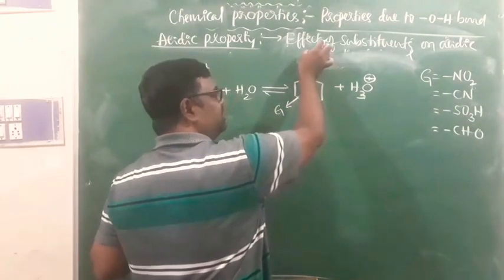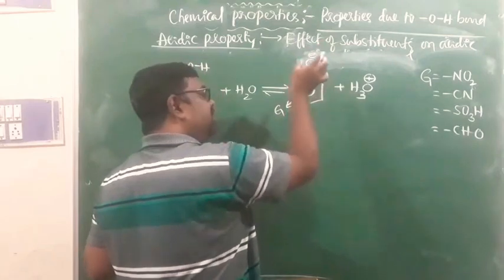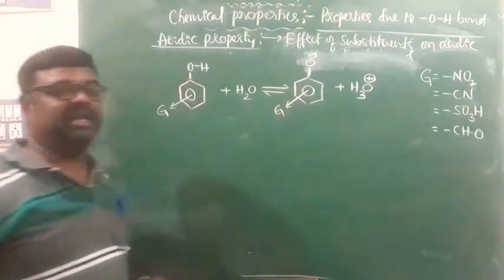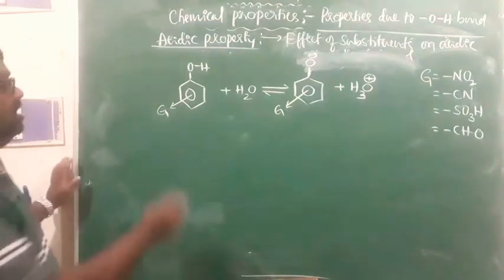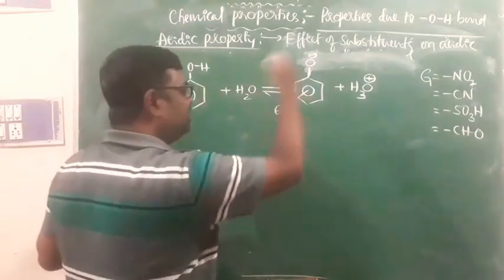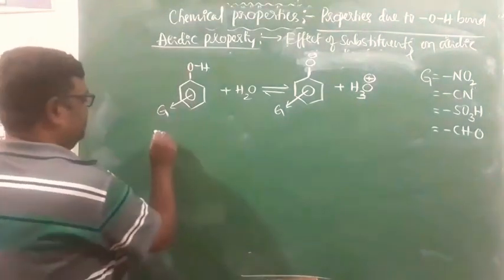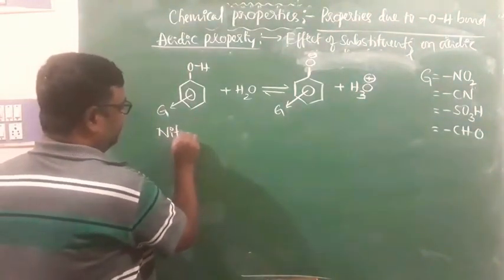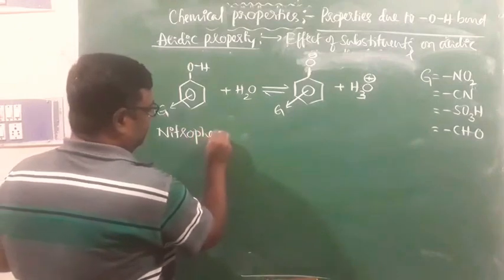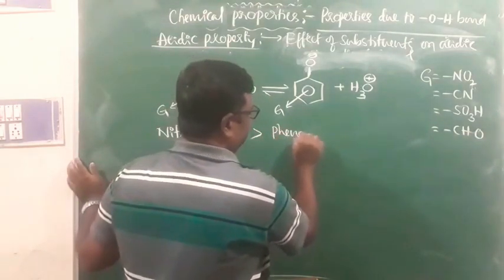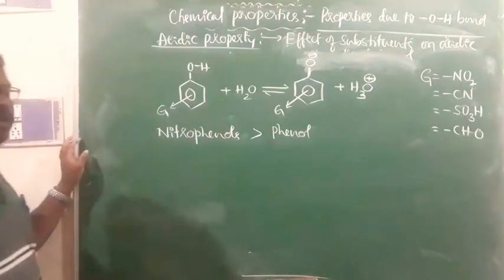If electron withdrawing groups are connected, the negative charge on the oxygen is dispersed throughout the molecule. The negative charge on the oxygen decreases. Therefore, the stability of phenoxide increases. Therefore, electron withdrawing groups increase acidic strength. Because of that, all nitrophenols are more acidic than phenol.